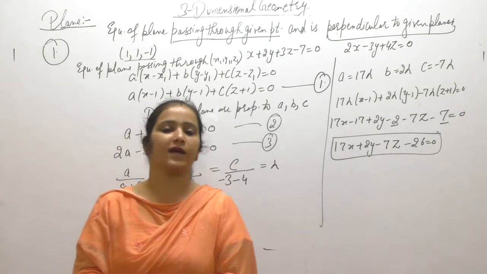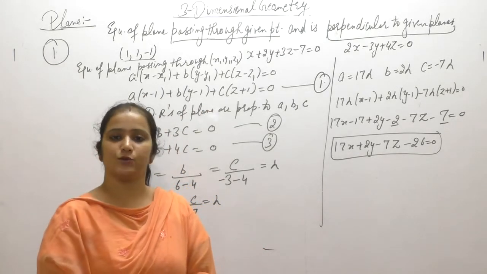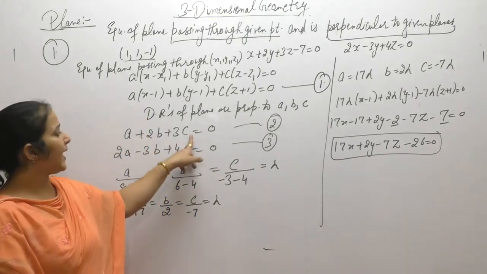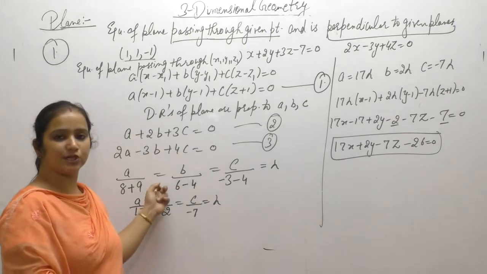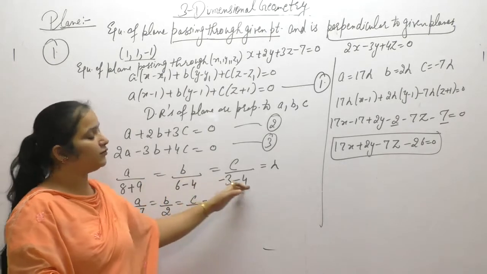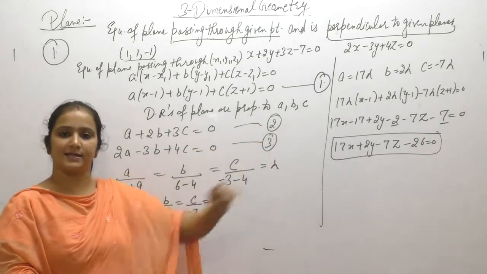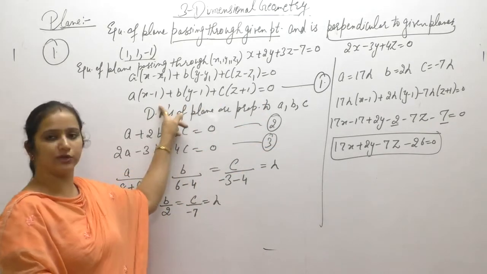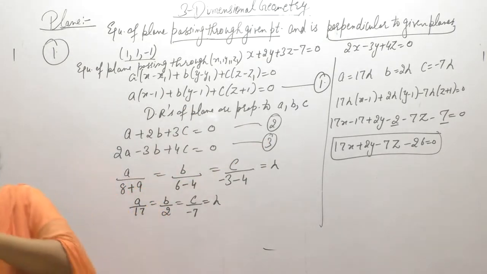If two planes are perpendicular, then we have the condition a1 a2 + b1 b2 + c1 c2 = 0. After applying this condition, we get these two equations. Now by the cross multiplication method, solve for a, b and c. We have the values of a, b and c now. Then put these values in equation 1. Then we get the equation of the required plane.